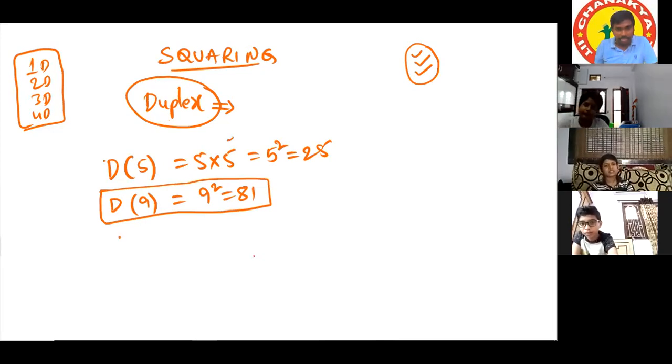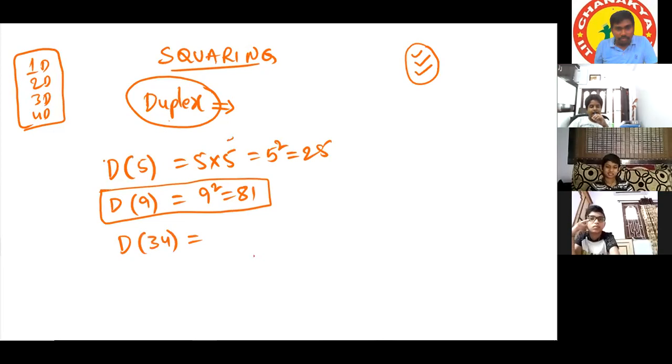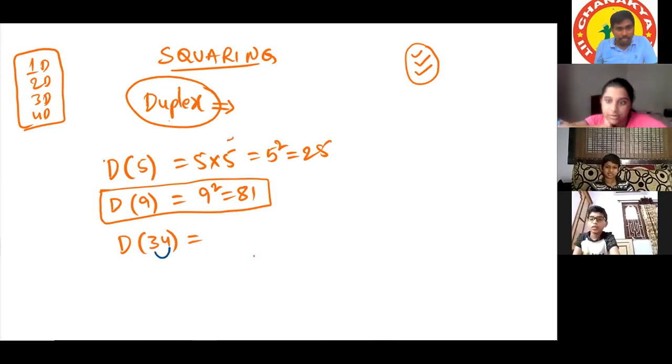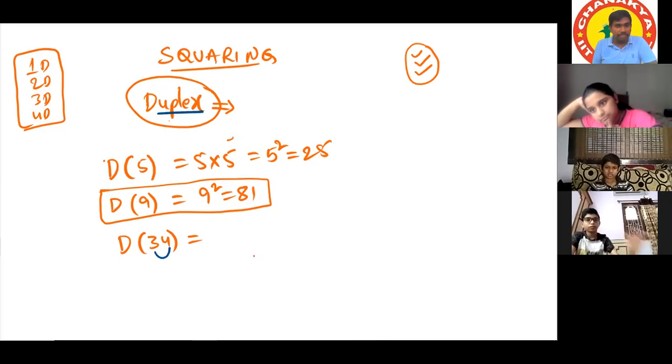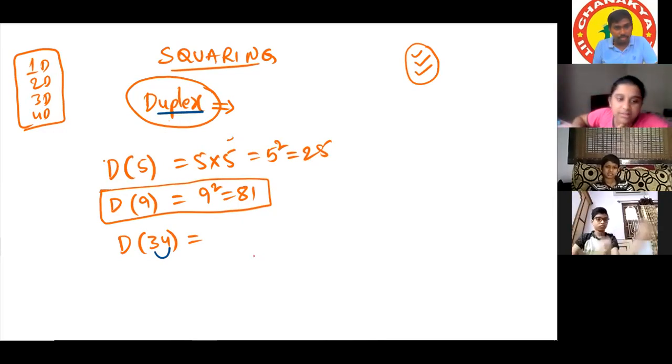See, for double digit, I'm taking any number like 34. Duplex of a double digit is twice the product of the two digits. That is what I'm telling. In general squaring techniques, duplex is different for a 2-digit number, 3-digit number, 4-digit number. Then we'll be doing 3 into 4, 2 times of 3 into 4.